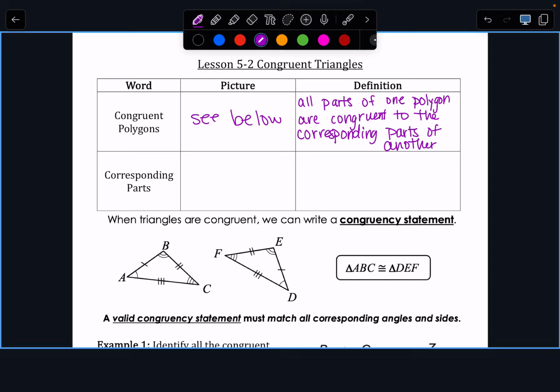When I say corresponding parts, I just mean we have matching parts. So down below, like this picture right here, angle A and angle D, those are corresponding parts because they're in the same place of the two different triangles. If we have congruent figures, then those corresponding parts would have to be congruent.